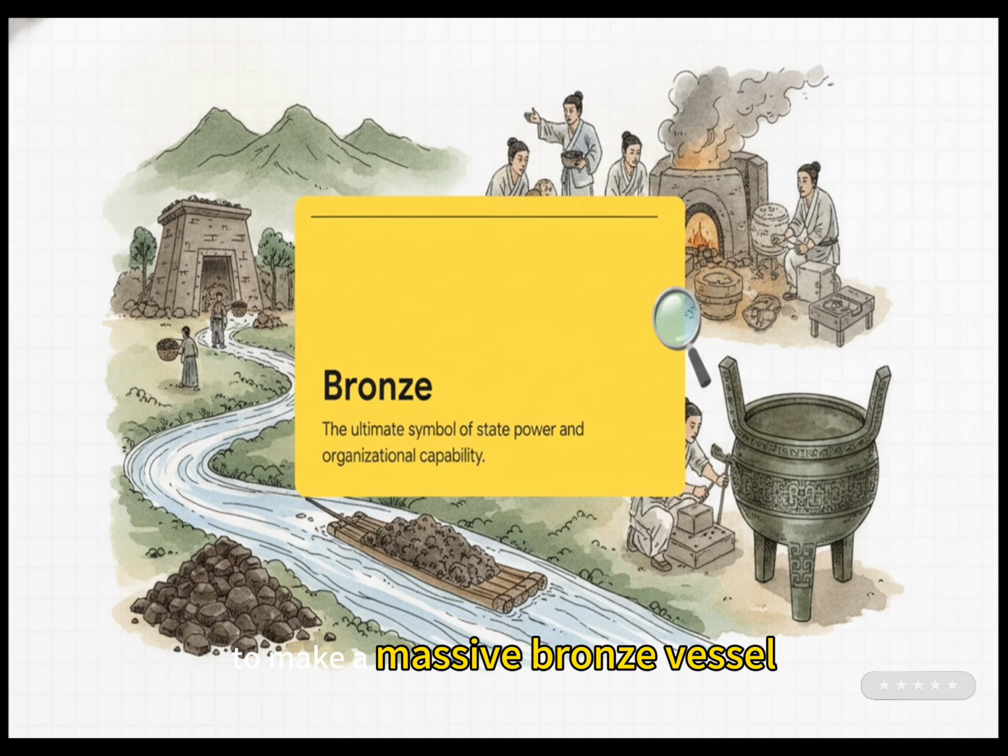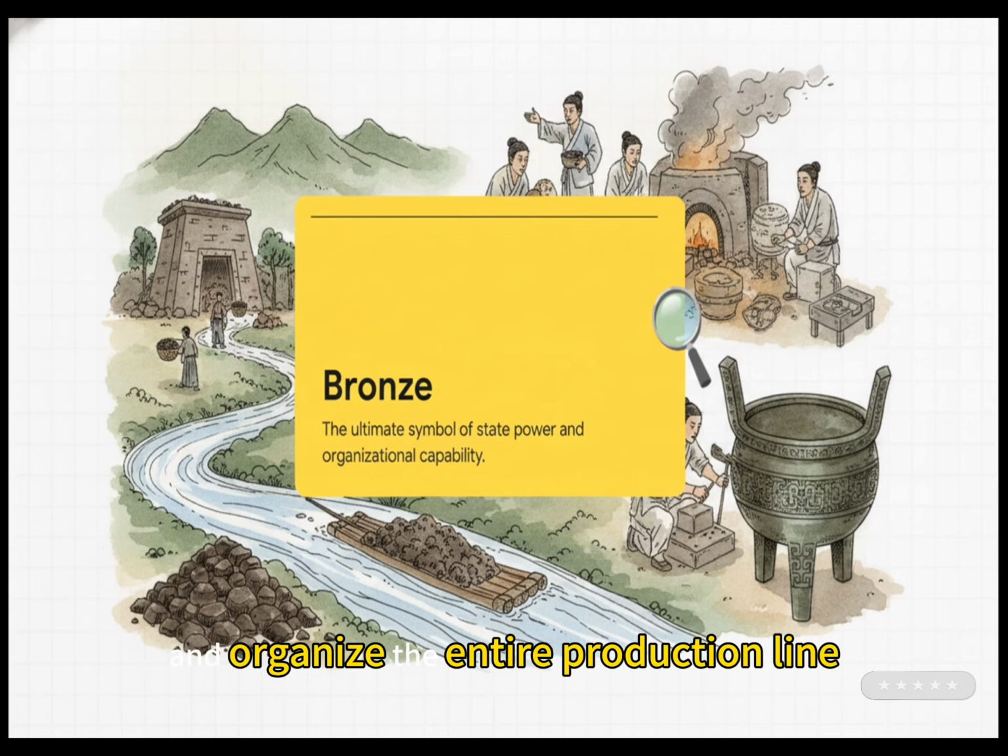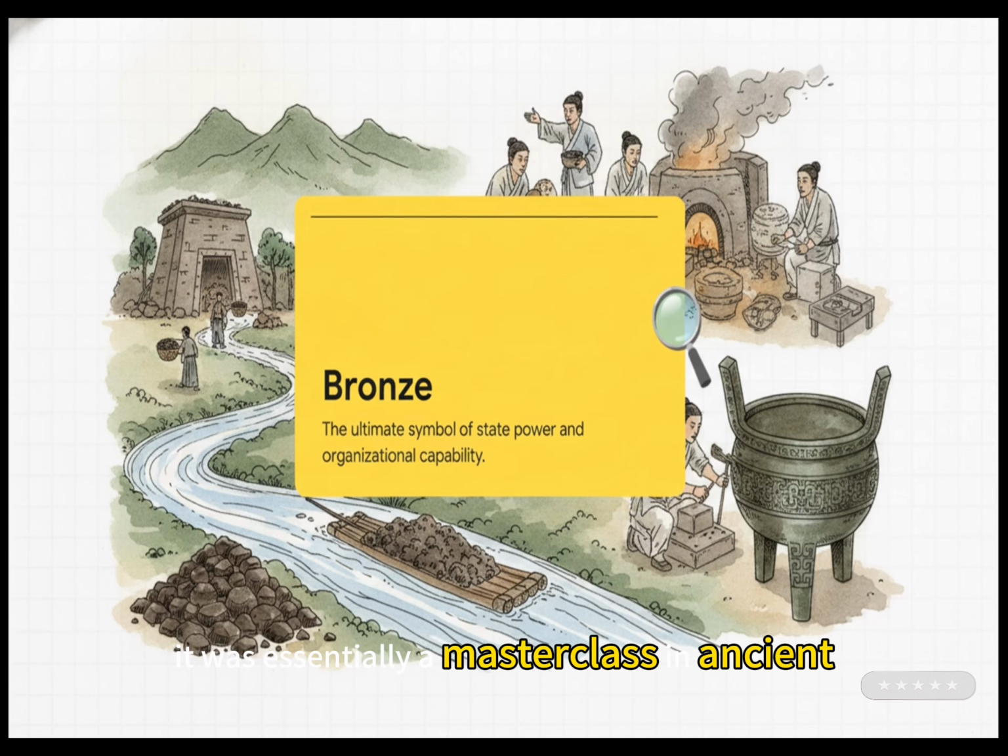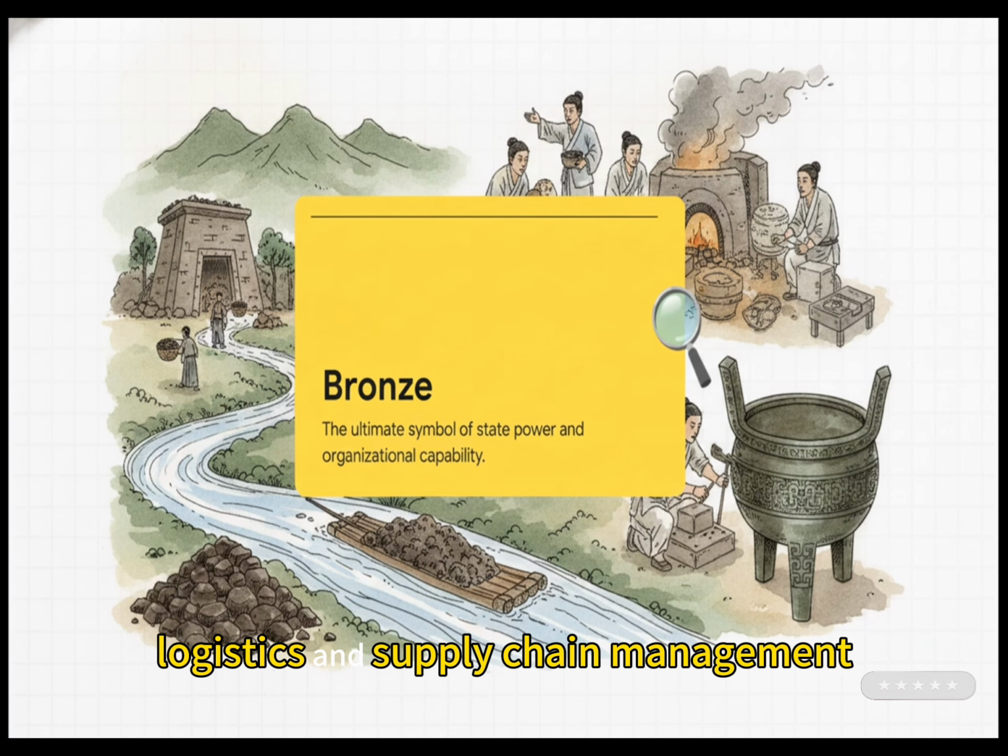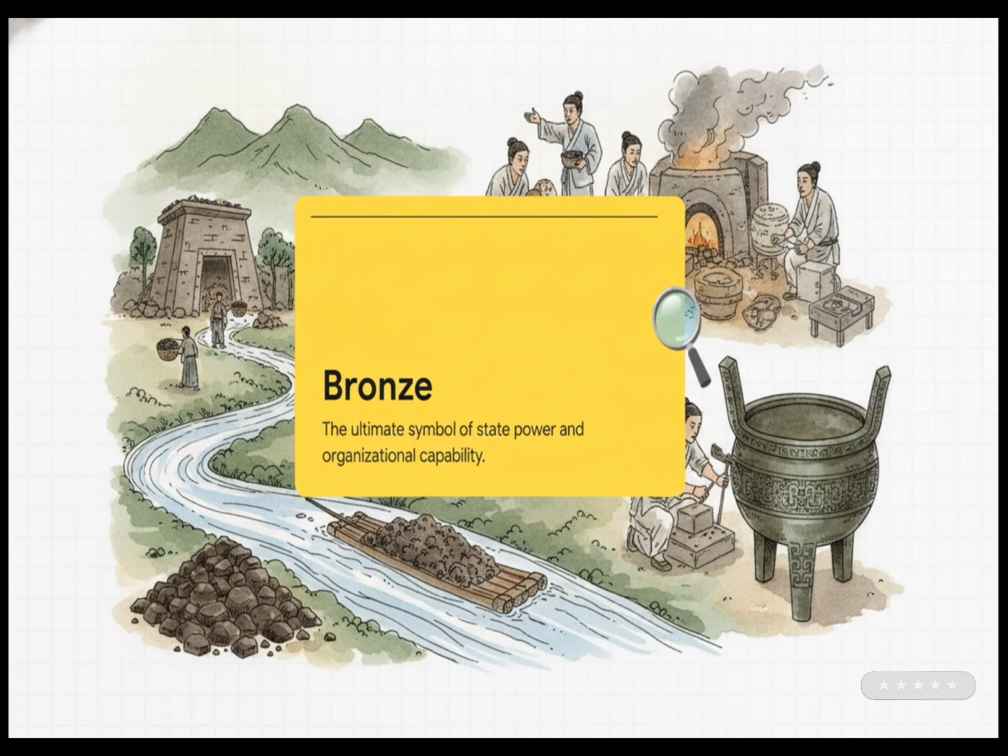I mean, to make a massive bronze vessel, you have to mine the ore, transport it, feed the miners, train the artisans, and organize the entire production line. It was essentially a masterclass in ancient logistics and supply chain management. Only a highly advanced, deeply organized civilization could pull something like this off.